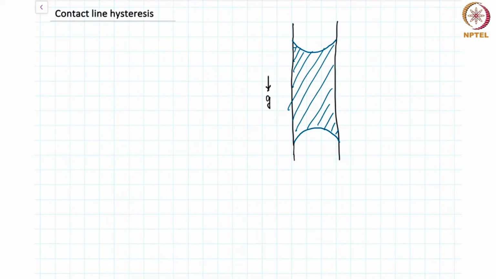Now, if you see that this plug is stationary, let's look at the free body diagram on this. It's a long plug, but I'm only showing it as a thick plug. But you can imagine a very long plug where the height of this plug is much larger than the radius. Let's look at the forces on this plug. So this is a liquid column in a capillary tube.